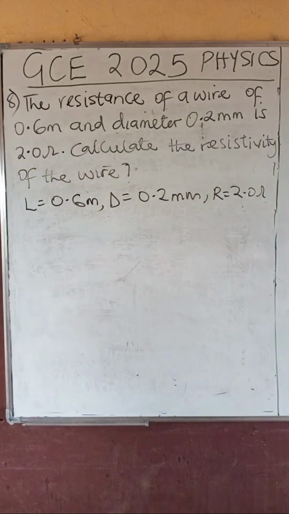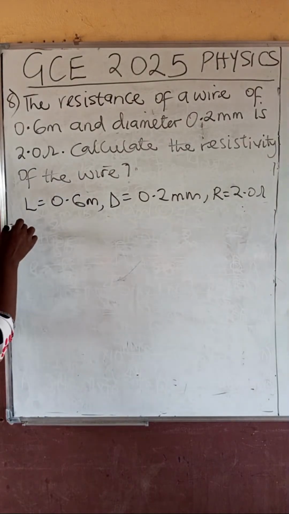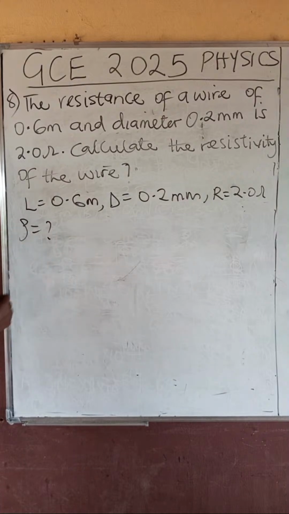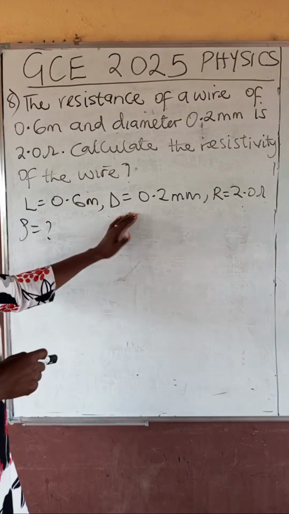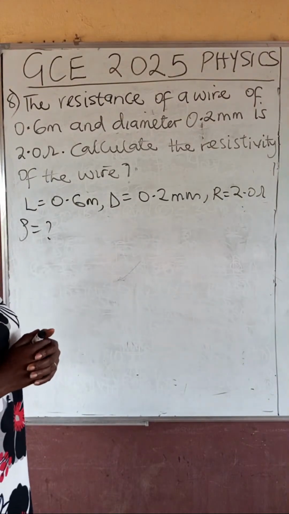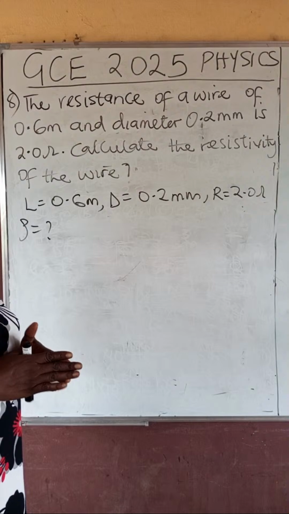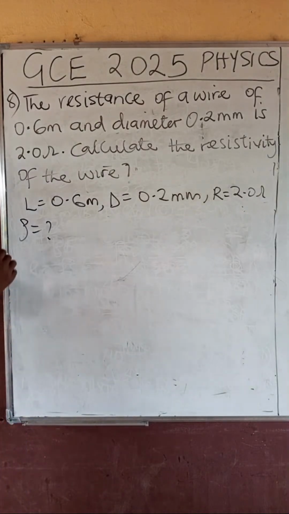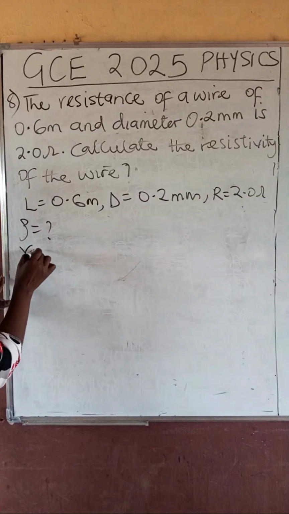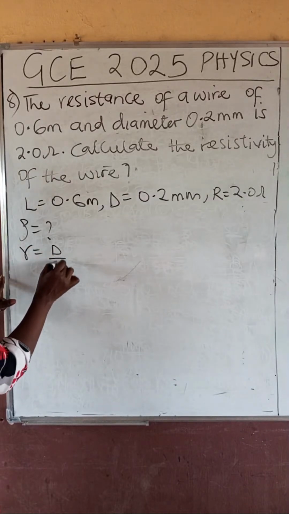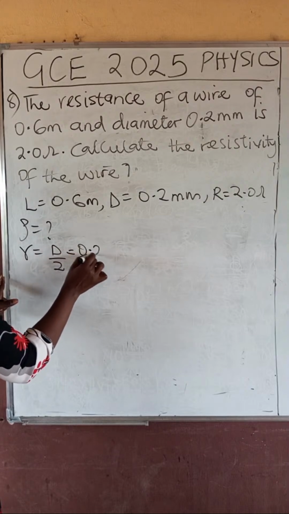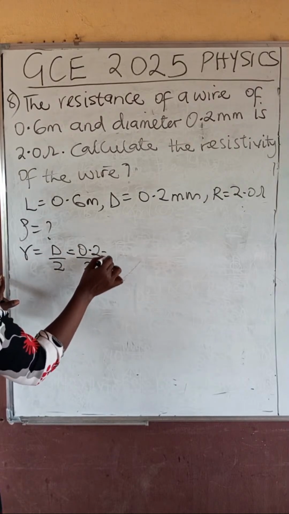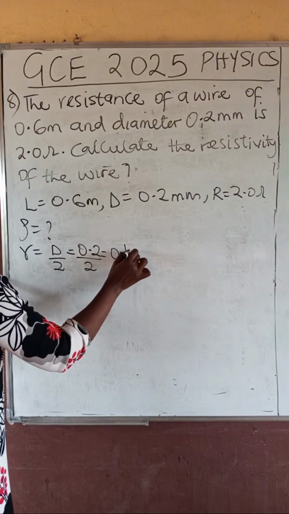Now, how do we solve for the resistivity? Rho is what we are looking for, but we don't even have the area. So we need to find our area first. Area is pi r squared, but we don't even have the radius. So the radius is diameter over 2, that is 0.2 over 2, which gives 0.1.